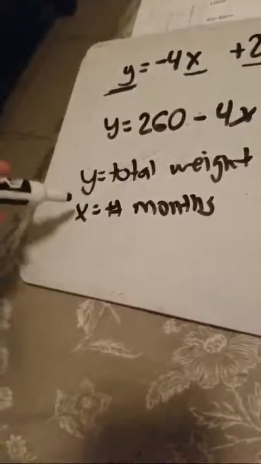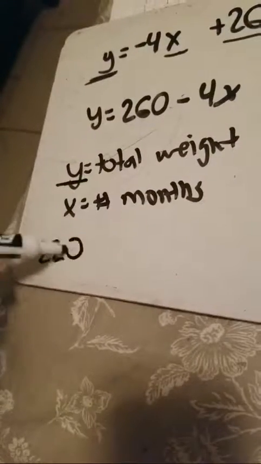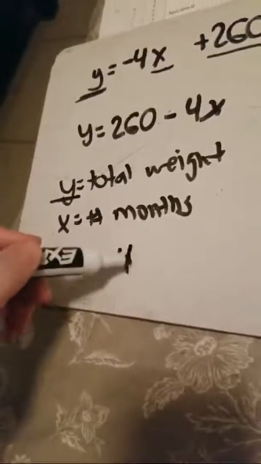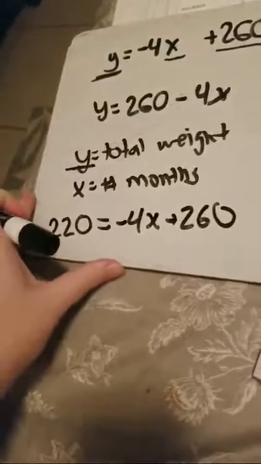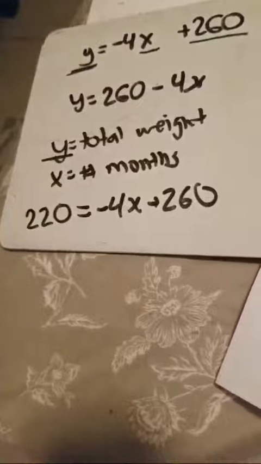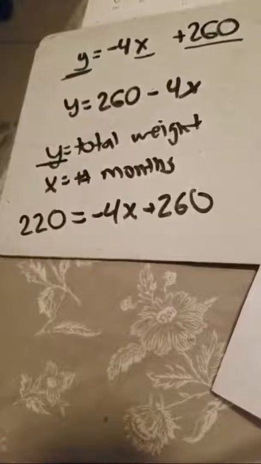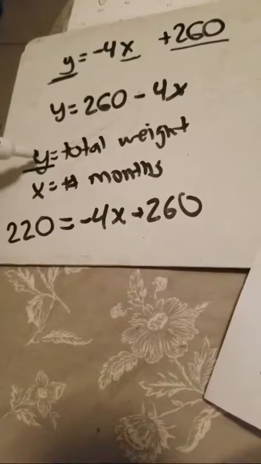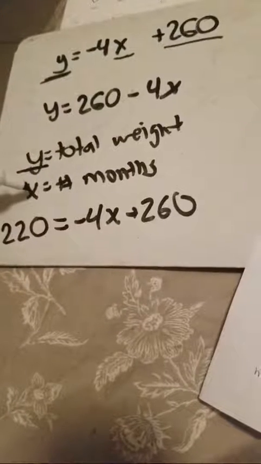X and Y. So, number of months. Now, what if I'm told that his total weight is 220? Well, wasn't that the value for Y? So I'm going to plug in 220 for Y, and then I'm going to just drop down the rest of my information. Well, from there, I'm just isolating. Allie, you said Y equals the dependent. So the total weight is the dependent variable. Correct. And X is the independent. So months is the independent. Correct.